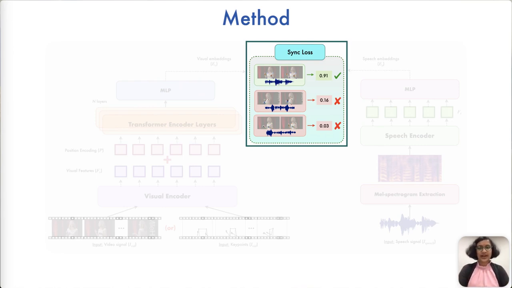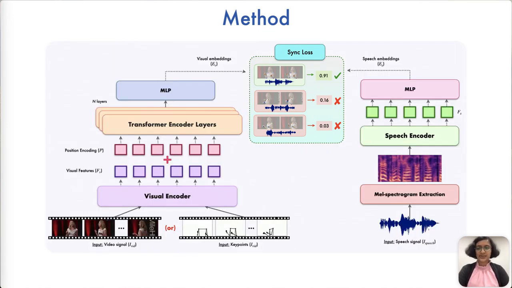If the audio and the video are in sync, then the scalar product between these embeddings should be very high. And on the other hand, if they are out of sync, then the scalar product should be low. This forms the core of our network, the synchronization training using contrastive loss. So this was the brief overview of our network.